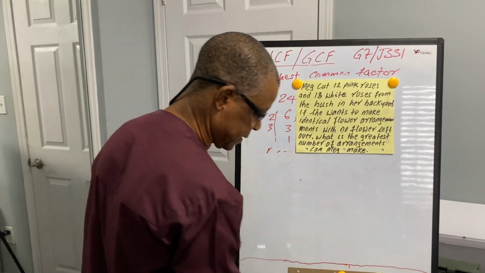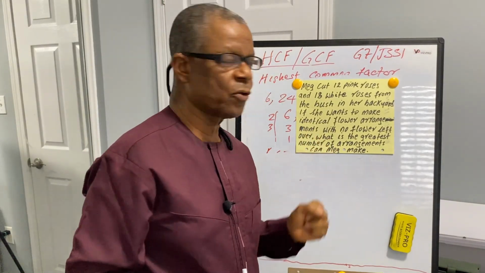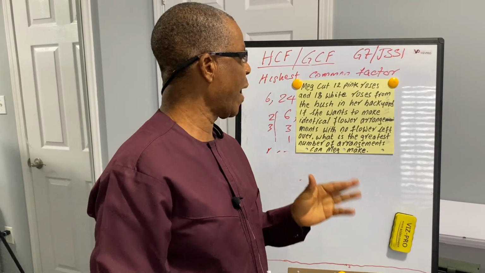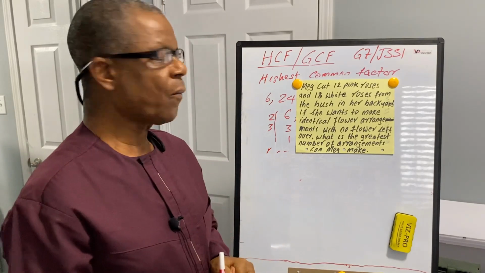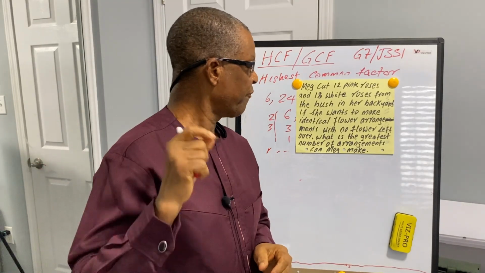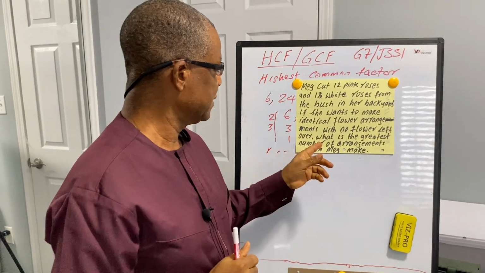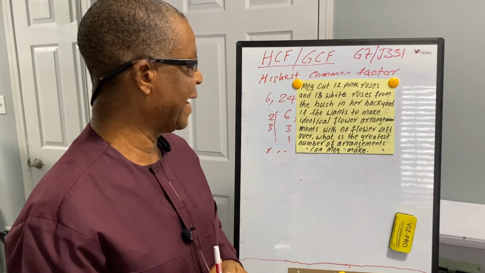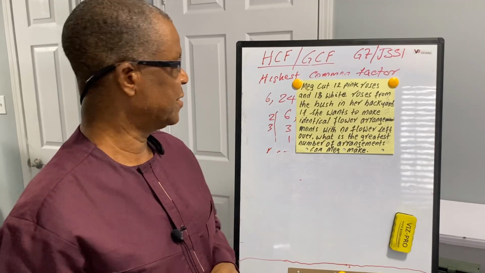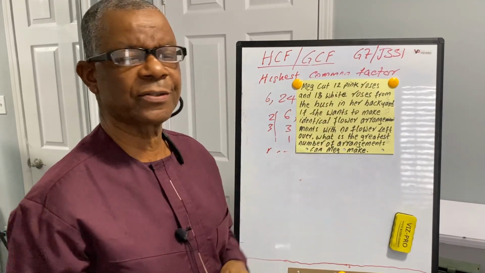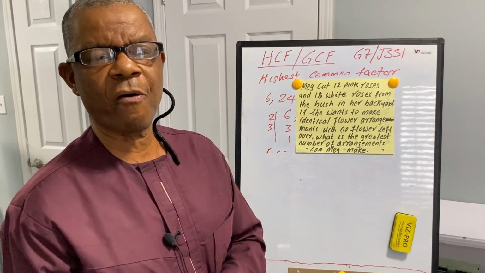What we have here says that Meg cut 12 pink roses and 18 white roses from the bush in her backyard. If she wants to make identical flower arrangements with no flower left over, what is the greatest number of arrangements Meg can make out of these roses? Pink roses and white roses. This question demands finding the highest common factor.